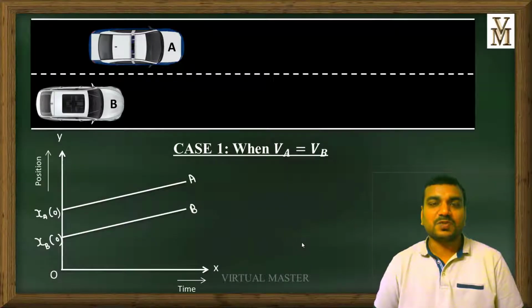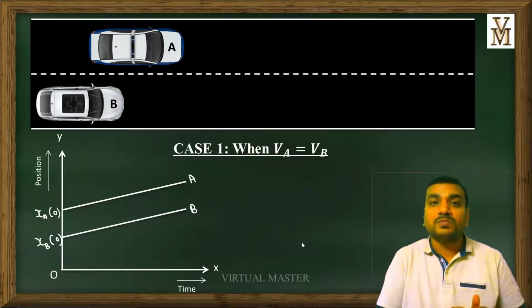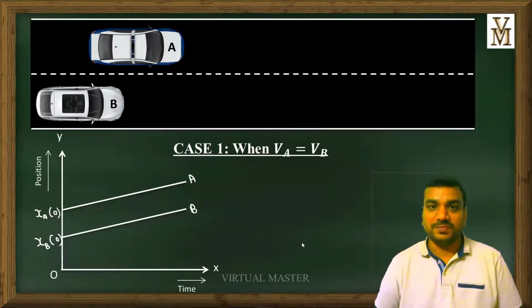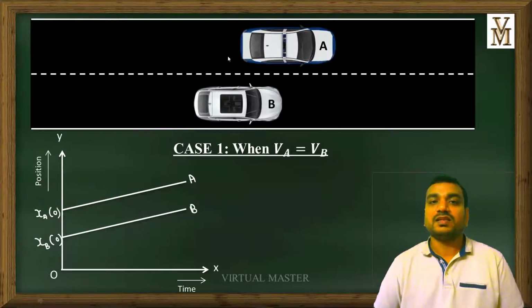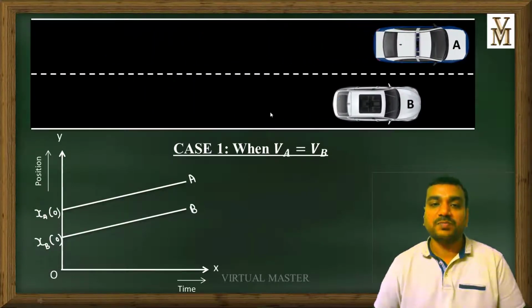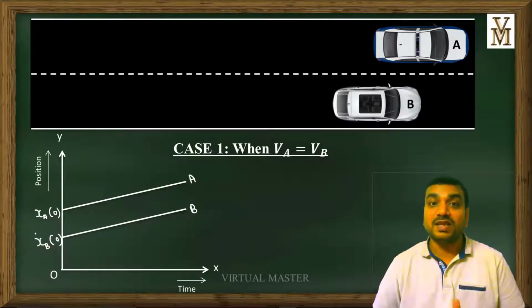Now let us discuss the position time graph of the relative velocity in different cases. In the first case, we are going to plot the position time graph when the two objects are moving with the same velocity. Let us consider two cars, car A and car B, and these two cars are moving with the same velocities. As you can see here, car A and car B are moving with the same velocities. If car A and car B are moving with the same velocities, then the relative velocity between car A and car B will be equal to 0.